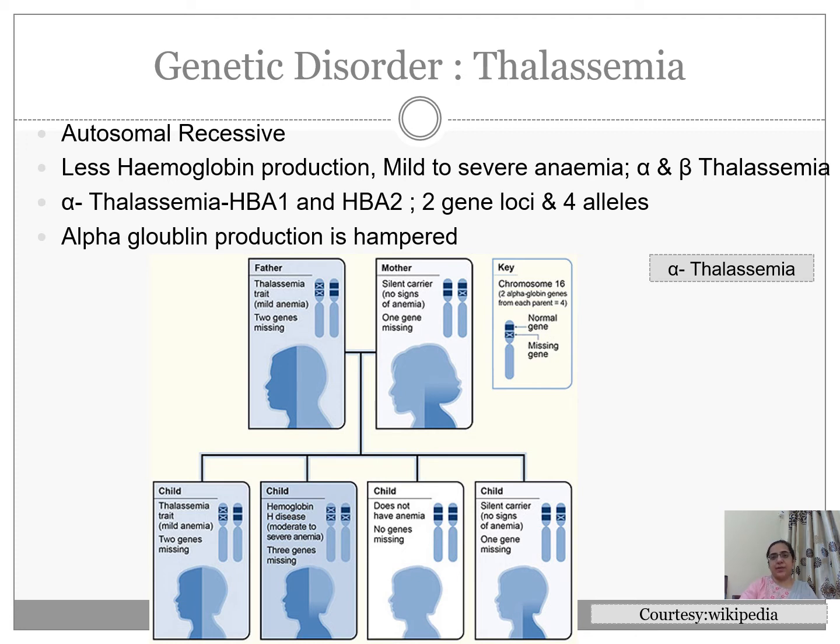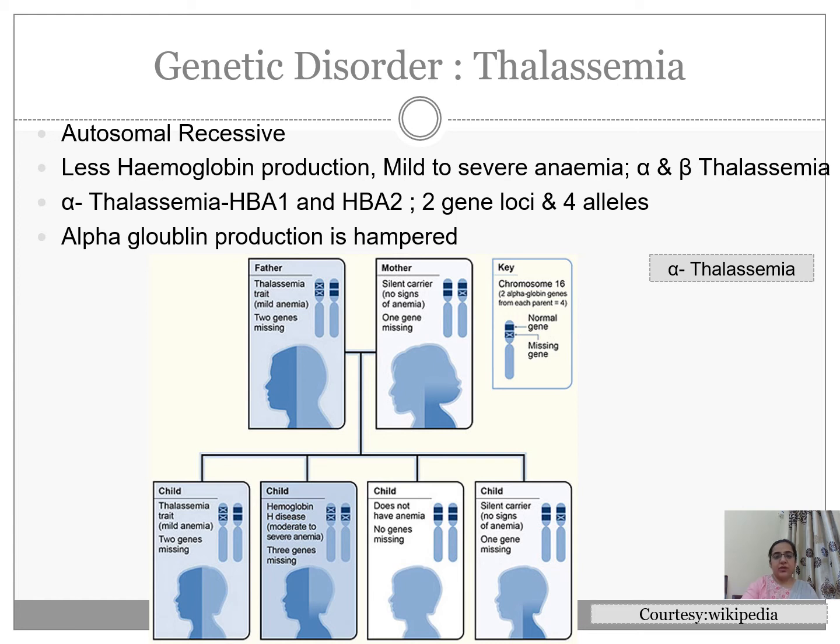Thalassemia is of two types, alpha thalassemia and beta thalassemia. As the name suggests, in alpha thalassemia, production of alpha globulin is affected, while in beta thalassemia, production of beta globulin is affected. So we will study these two thalassemias one by one. First of all, coming to alpha thalassemia.